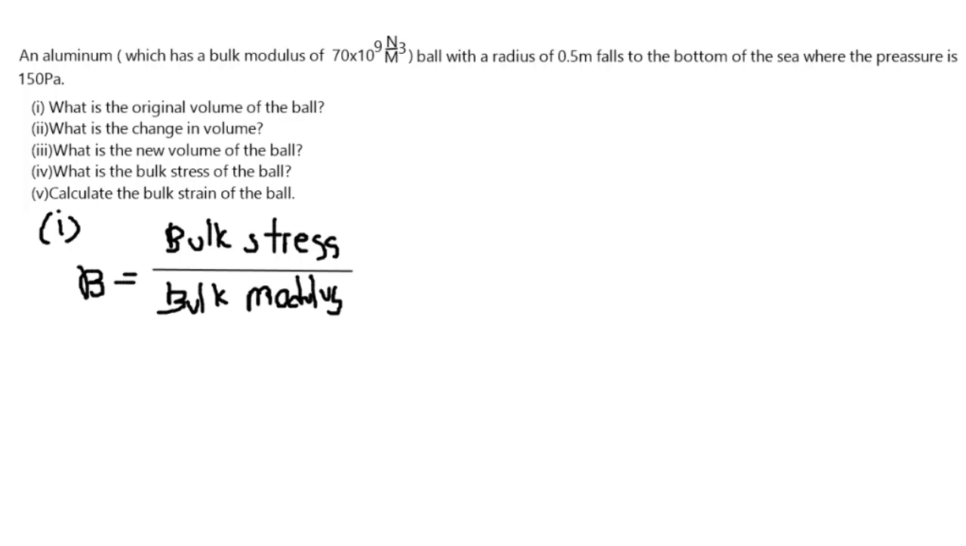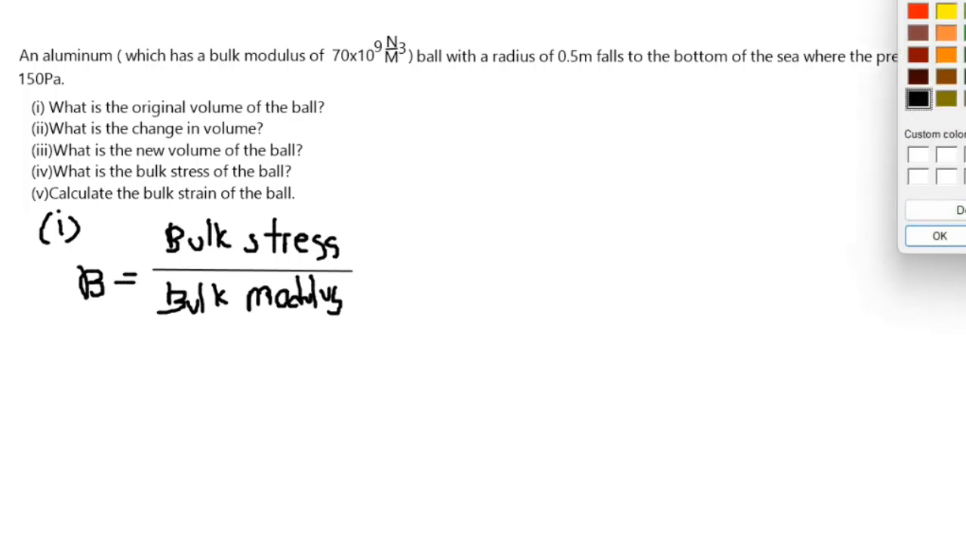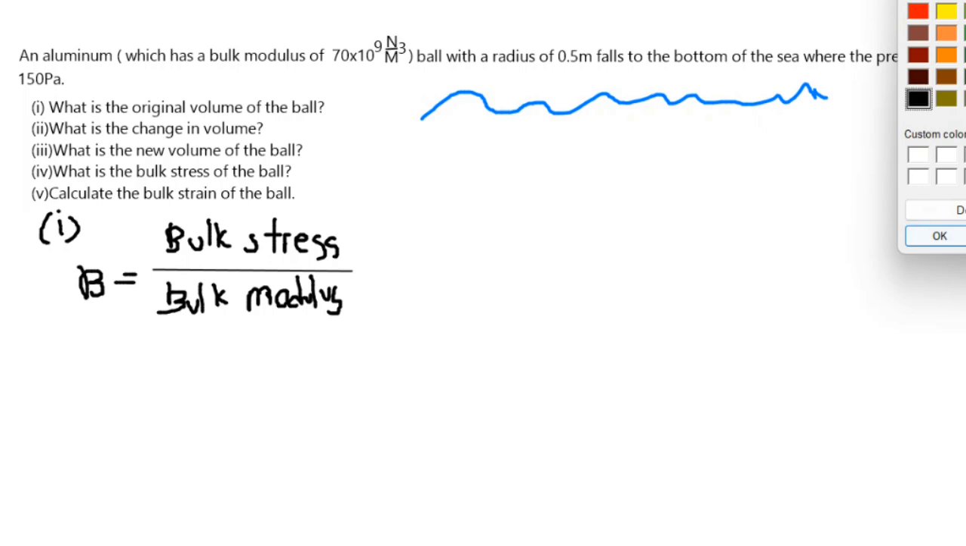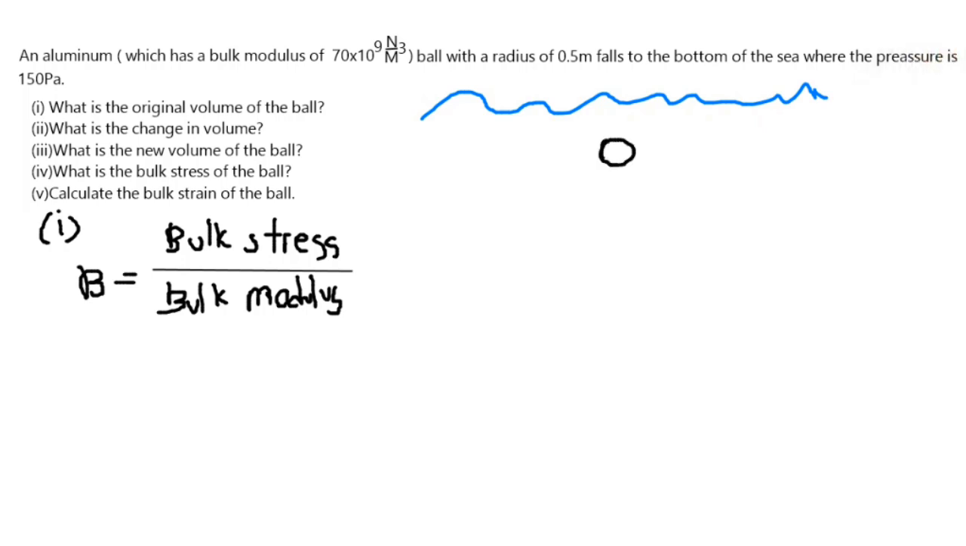We'll just color this thing. Here we have a sea. And then there's a ball. Aluminum ball. And then meron siyang bulk modulus na 70 times 10 raised to the 9th power newtons per meter squared. So there will be a pressure here. So sobrang laki ng pressure niyan, of course, because it's in the ocean. So there's a pressure that will be exerted on this thing.